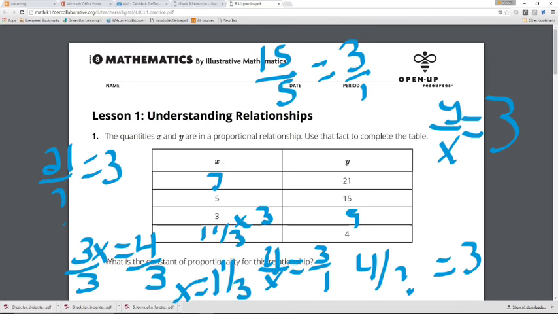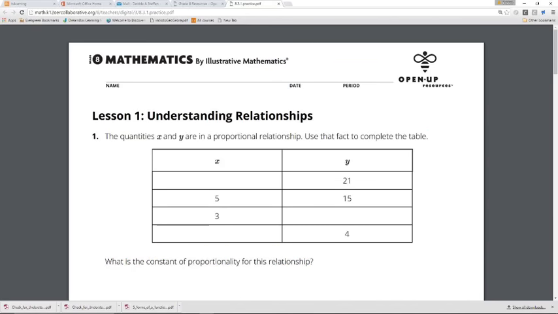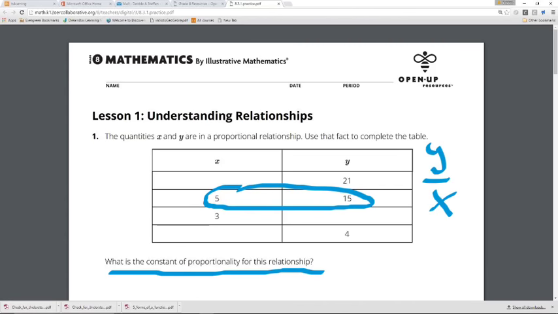Now, I'm going to insert a new screen so I can do the second part of that same question, because the second part said, what is the constant of proportionality for this relationship? Well, the constant of proportionality is the answer you get when you do y divided by x. We did 15 divided by 5, and we got 3. So that is the constant of proportionality. It's the number you get every time in this table when you divide a y by its x.